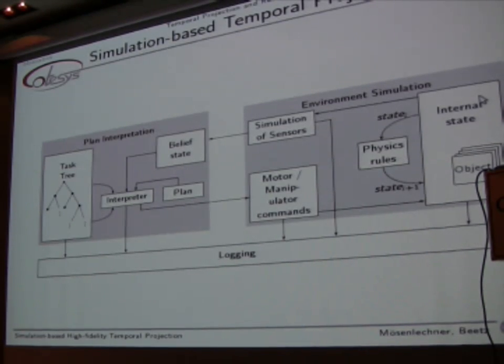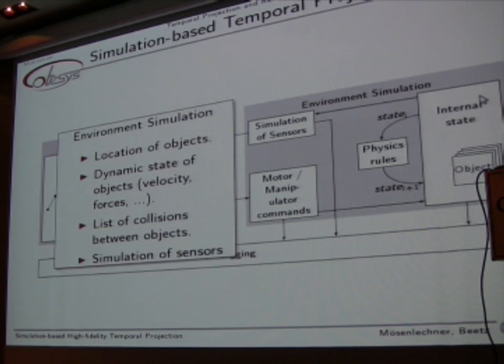So here is just an overview of our architecture. We have the two components: the plan interpretation and the environment simulation. And all information is just logged in an execution trace. The simulation basically represents everything dynamic in the world. So it contains the real location of objects, the dynamic state of the world, of objects in there, so velocities, forces applied to objects, and so on.